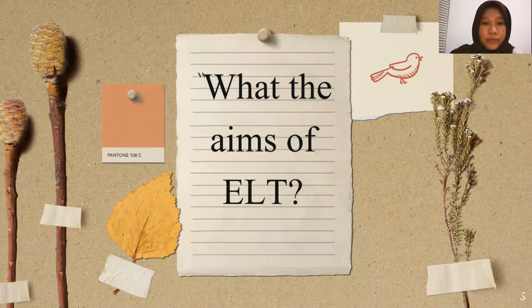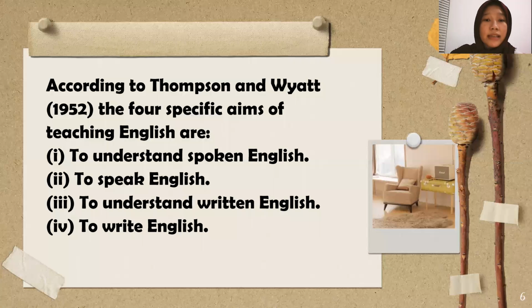What are the aims of ELT? According to Thompson and Riyad, 1952, the first specific aims of teaching English are to understand spoken English, to speak English, to understand written English, and to write English. So I'm going to explain by my understanding. The first one is to understand spoken English.